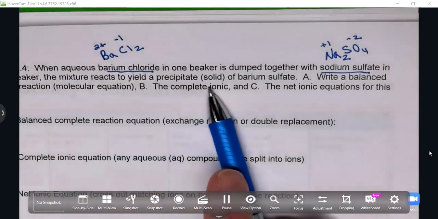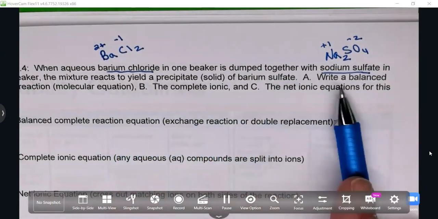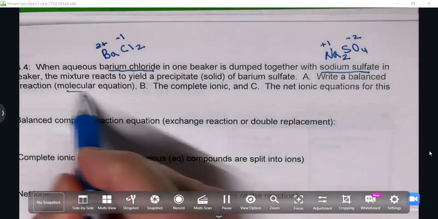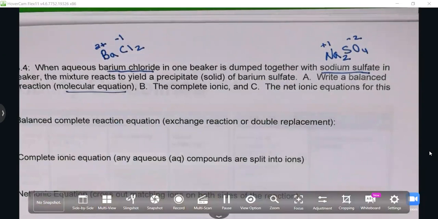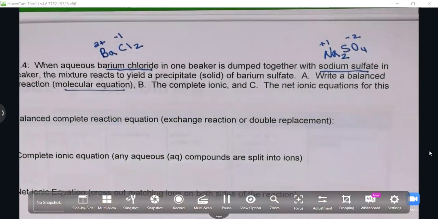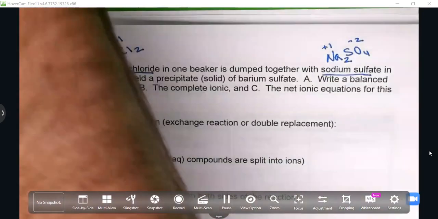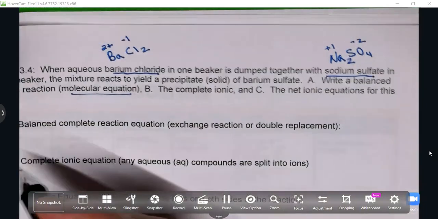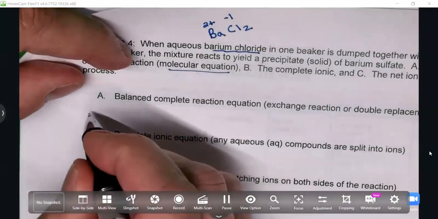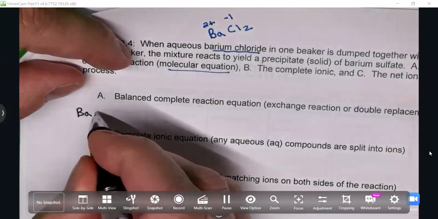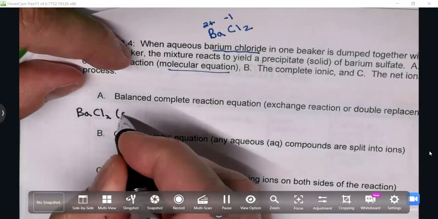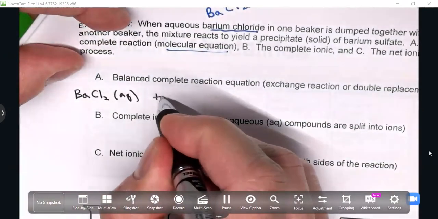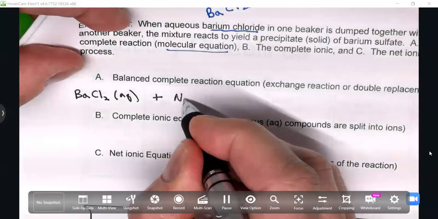The mixture reacts to yield a precipitate, a solid of barium sulfate. Write a balanced, complete reaction, molecular equation first. All right, so here's what we are going to do. I'm going to use black, and then I'm going to highlight here. So we're going to start way over here. We have barium chloride, aqueous, plus sodium sulfate.